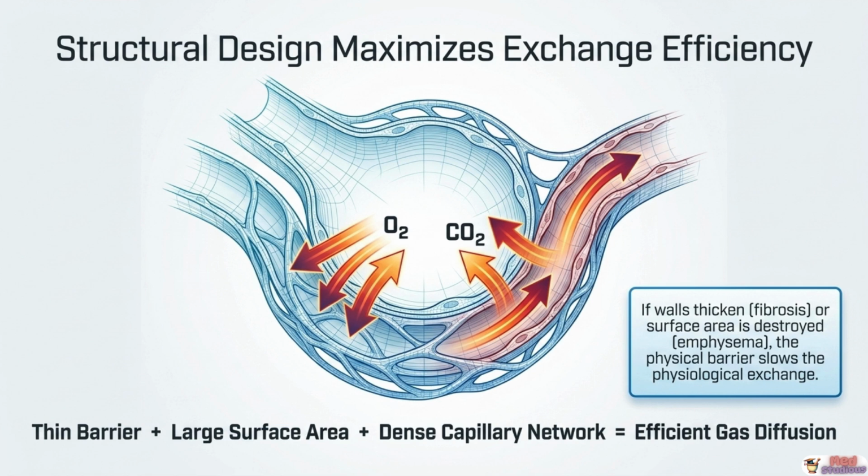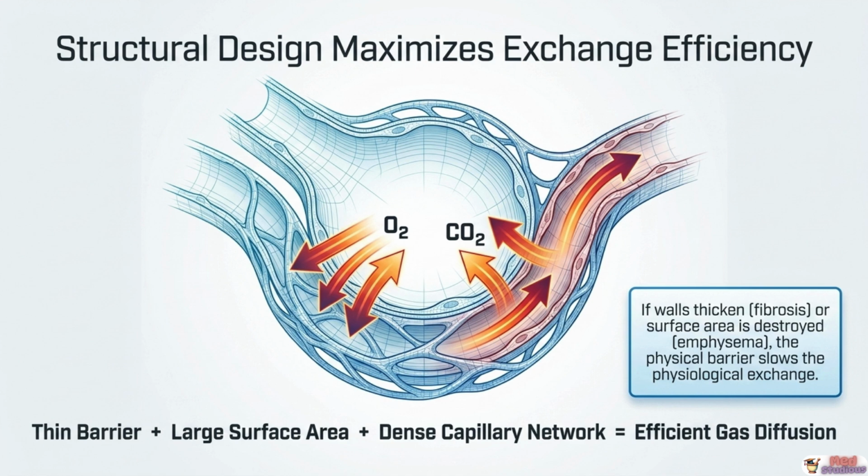Alveoli demonstrate structure-function integration beautifully. Their walls are extremely thin, they provide a very large total surface area, and they are surrounded by pulmonary capillaries. These features reduce diffusion distance and create extensive contact between air and blood. Oxygen moves from alveolar gas into blood, while carbon dioxide moves in the opposite direction.